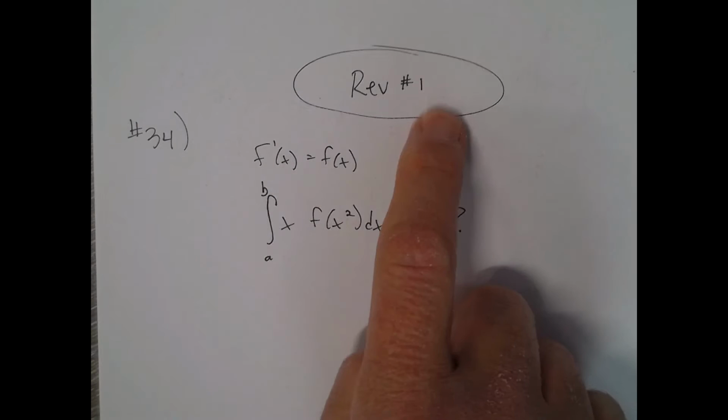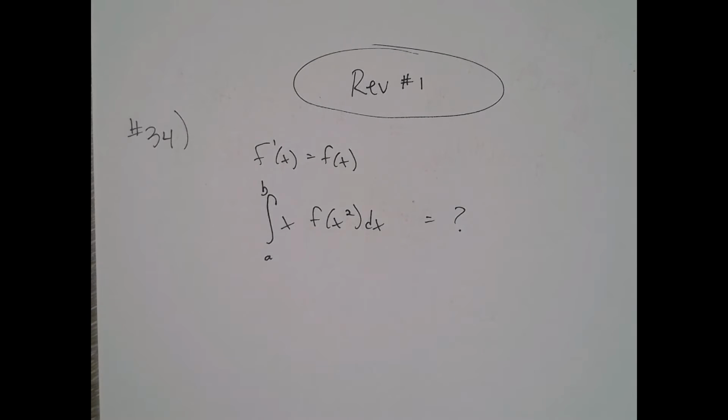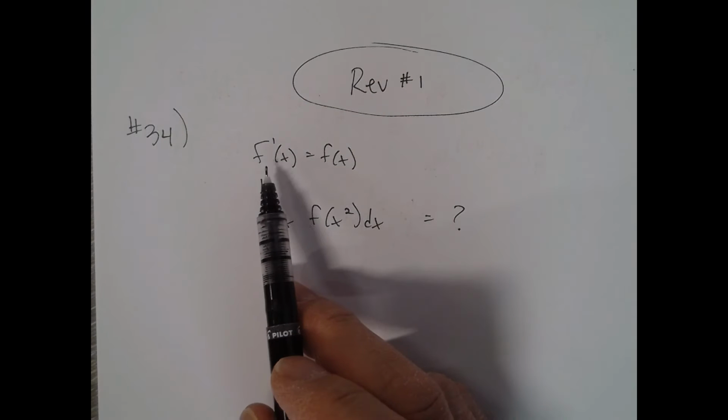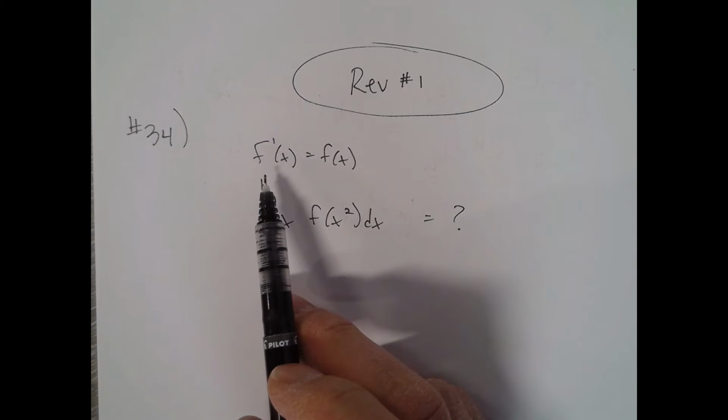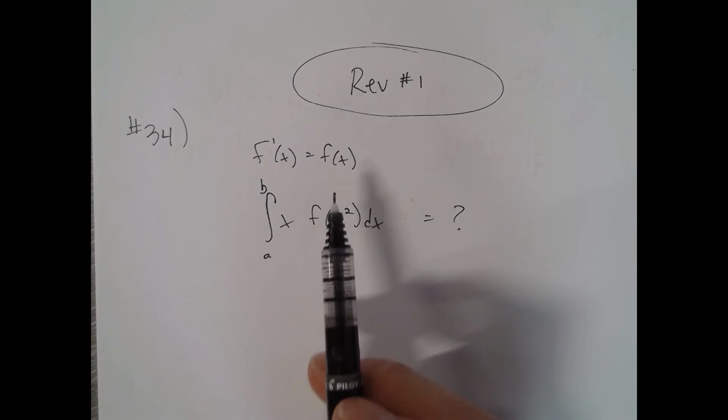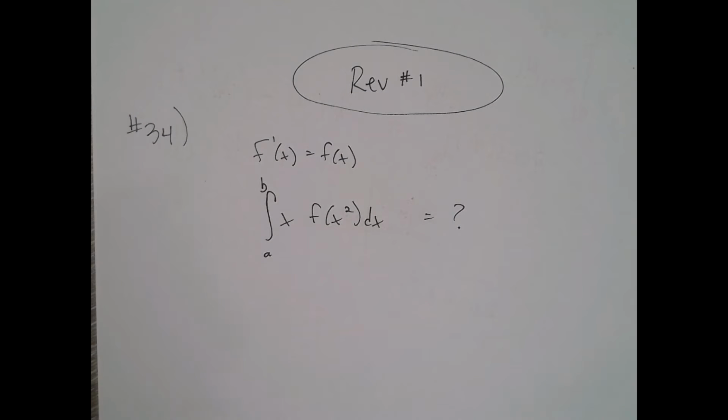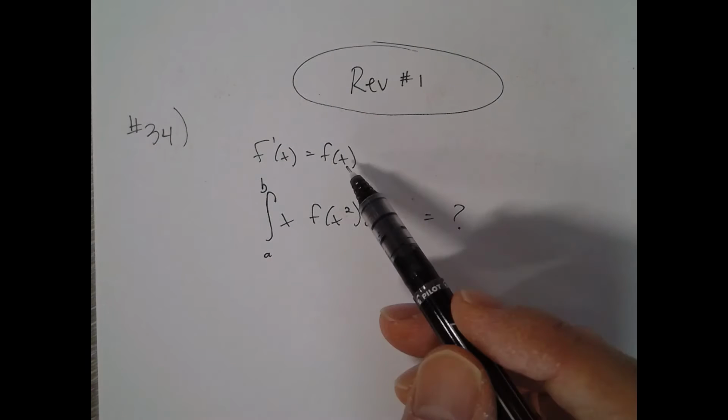All right, packet one, problem number 34. This is a calculator portion, but it's not going to help us here. So we are given that capital F prime of x is equal to f of x. So basically, capital F of x is equal to the integral or antiderivative of f of x.